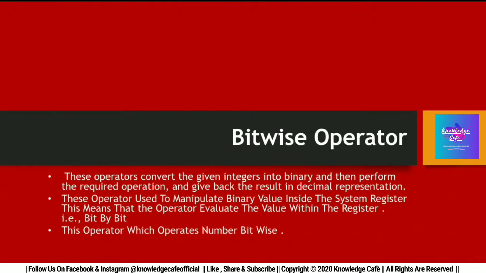Now bitwise operators. What is a bitwise operator? These operators convert the given integer into binary and then perform the required operation and give back the result in decimal representation. These operators are used to manipulate binary values inside the system register. This means that the operator works on values within the register bit by bit. These operators operate on numbers bitwise.